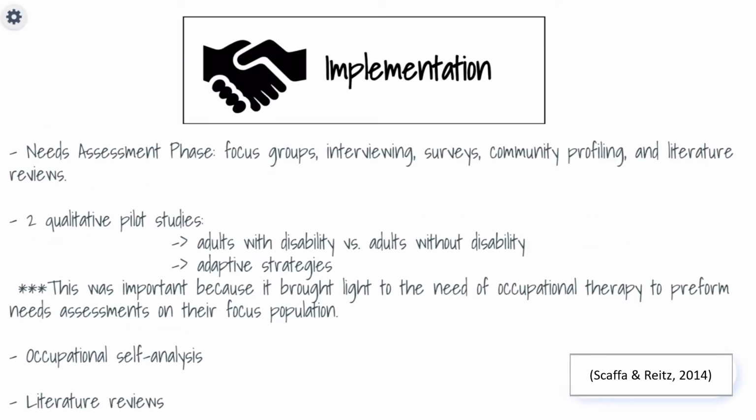So the implementation happened in multiple steps. The first was a needs assessment that focused on groups, interviewing, surveys, community profiling, and literature reviews. Then the second step included a more formal approach that took on studies to identify what the intervention would target, which included, of course, the 2 qualitative pilot studies and also literature reviews.